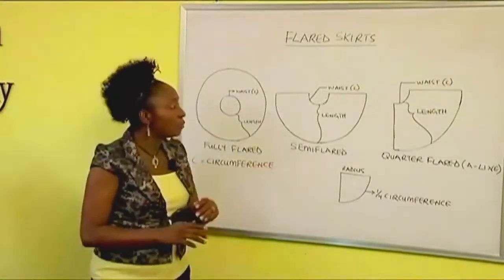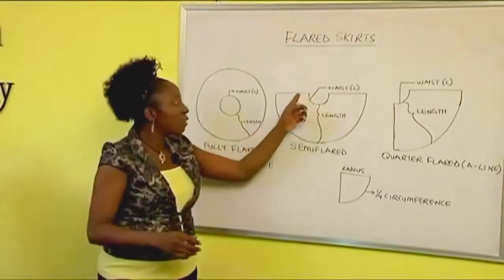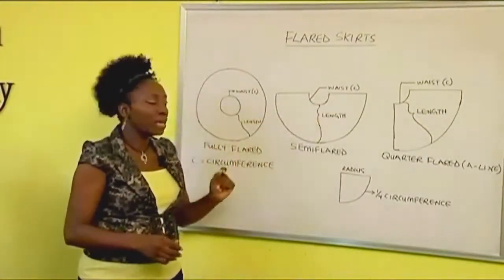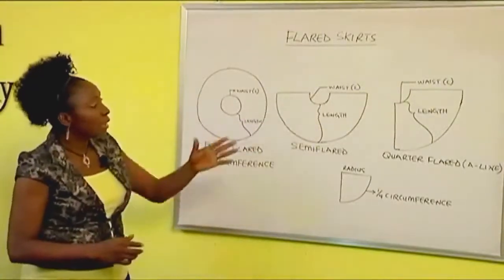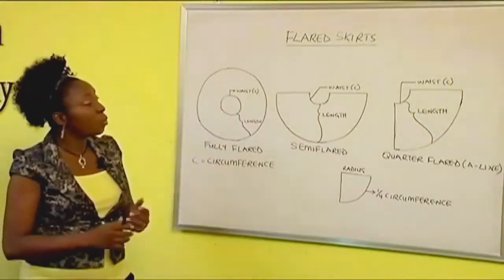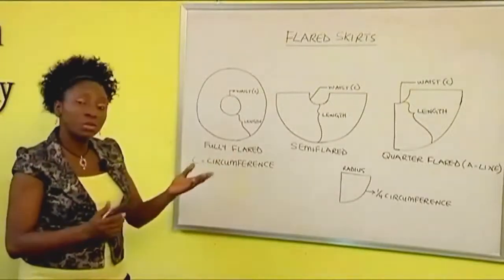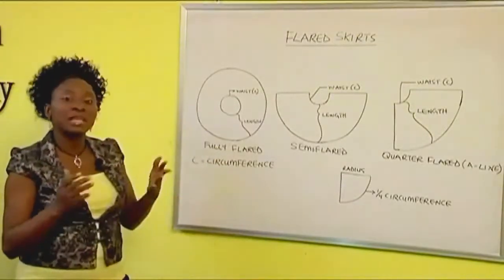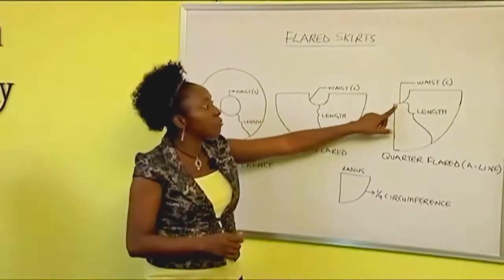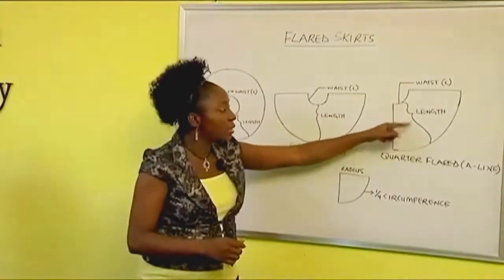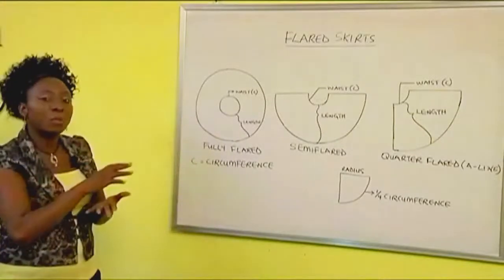Now if you look at the semi-flared skirt, it's a semicircle, with the inner semicircle representing the waist, and the distance between the two semicircles giving you the length. The third one is a quarter circle, called the quarter flared skirt, also known as the A-line skirt. It's not as flared as the others. The quarter circle represents the waist, and the length is in between the two quarter circles.